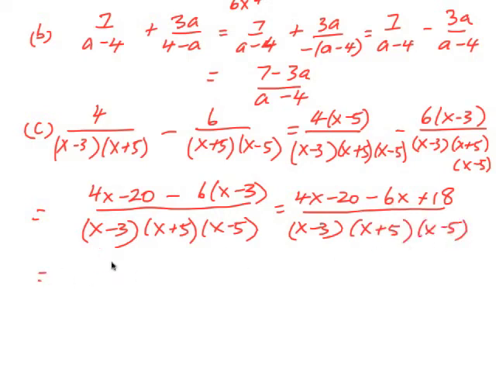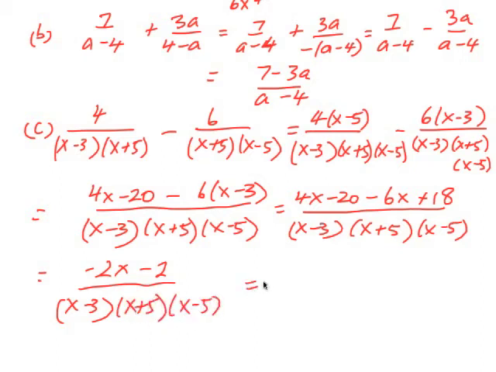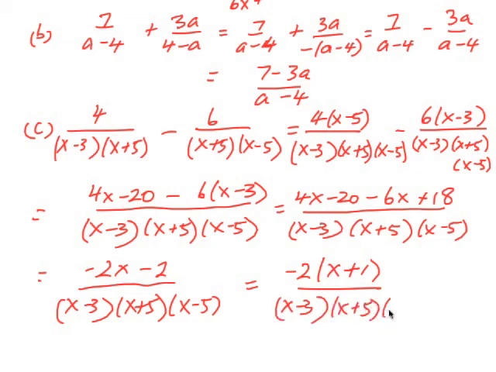So this becomes negative 2x on the top, subtract, let's have a look, 2 over x take 3 by x plus 5 by x take 5. And so this, really we can't do too much more other than maybe take a negative 2 out. And we end up with x take 3 by x plus 5 by x take 5. And that's the way we add and subtract rational expressions.